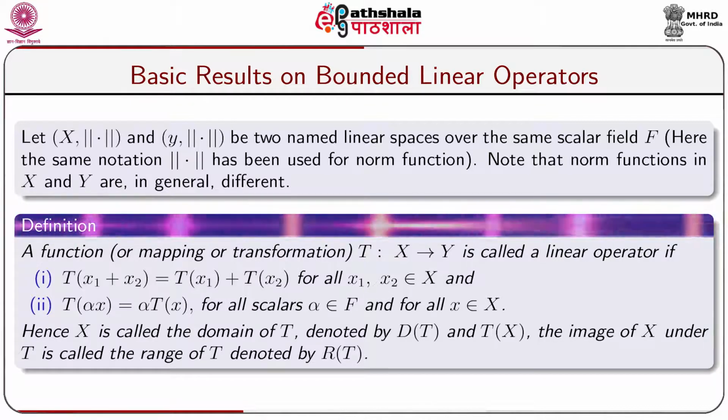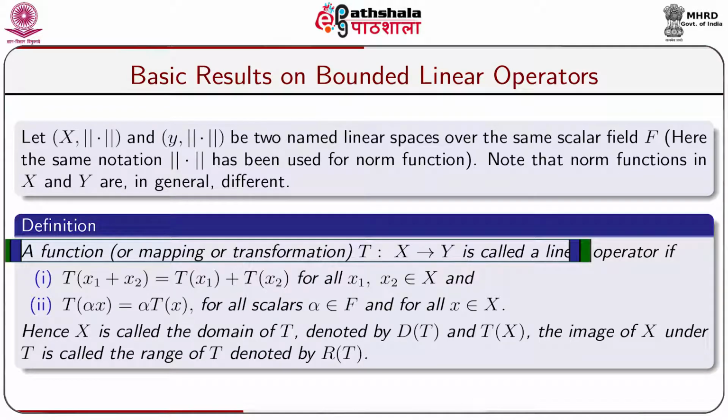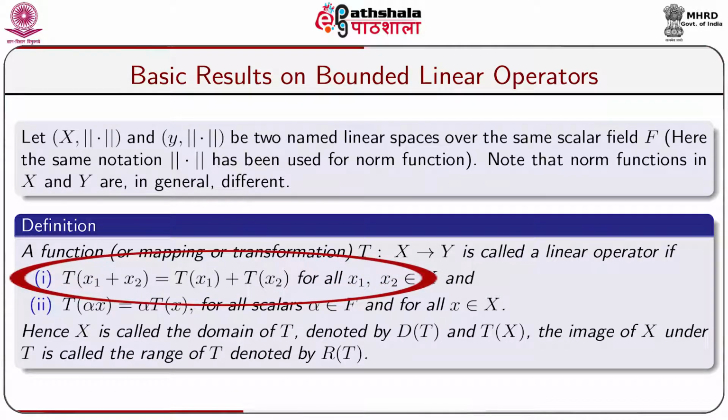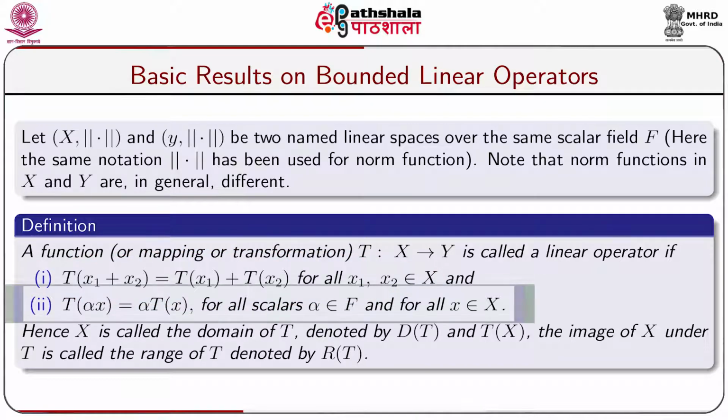So, the definition of a linear operator is such that a function, mapping or transformation T from X to Y is called a linear operator if number 1, T of x1 plus x2 is equal to T x1 plus T x2 for all x1, x2 belonging to capital X, and number 2, T of alpha x is equal to alpha into T x for all scalars alpha belonging to capital F and for all x belonging to capital X. Hence, capital X is called the domain of T denoted by D(T), and T x, the image of x under T, is called the range of T denoted by R(T).